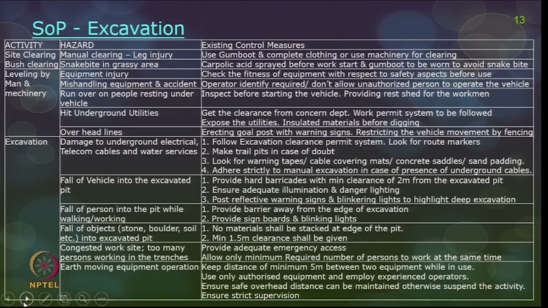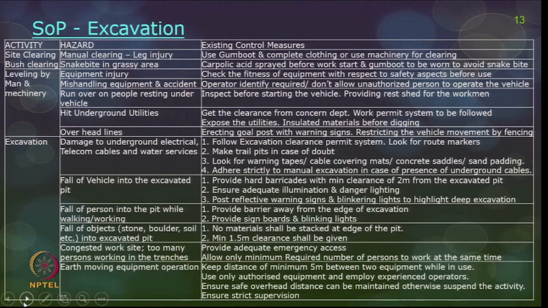Some more examples on how to maintain safe processes. This again can be called a safe operating procedure. Like this you can create a safe operating procedure for all the operations, so that all hazards can be revealed in the whole process.